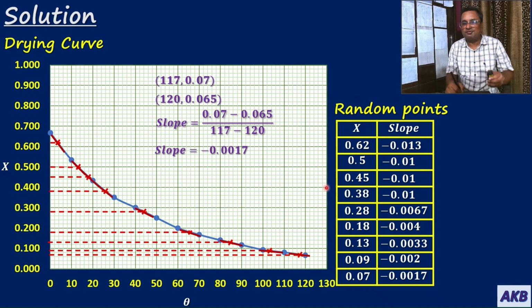So this is the data that we have obtained from the drying curve, and now we are going to use this data to plot the typical rate of drying curve.